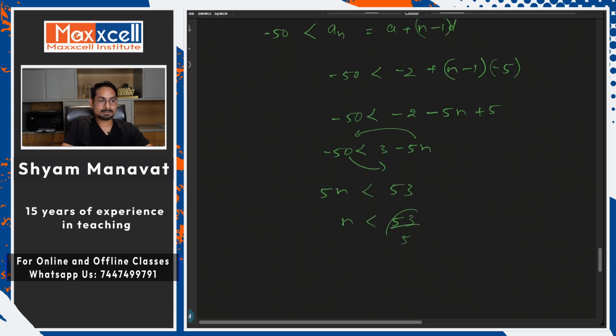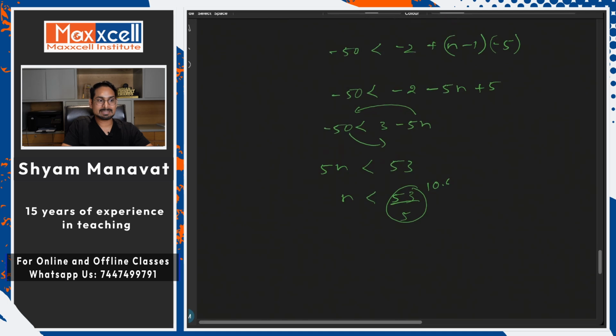If you see 53 by 5, what is the value? It's 10.6, right? So n should be less than 10.6, and n is the number of terms, and the number of terms will always be an integer. Number of people, number of objects, number of terms, they are all in integer form, right? Rather I would say in whole number form, not negative also. So the highest value which n can take here is 10, because n has to be less than 10.6.